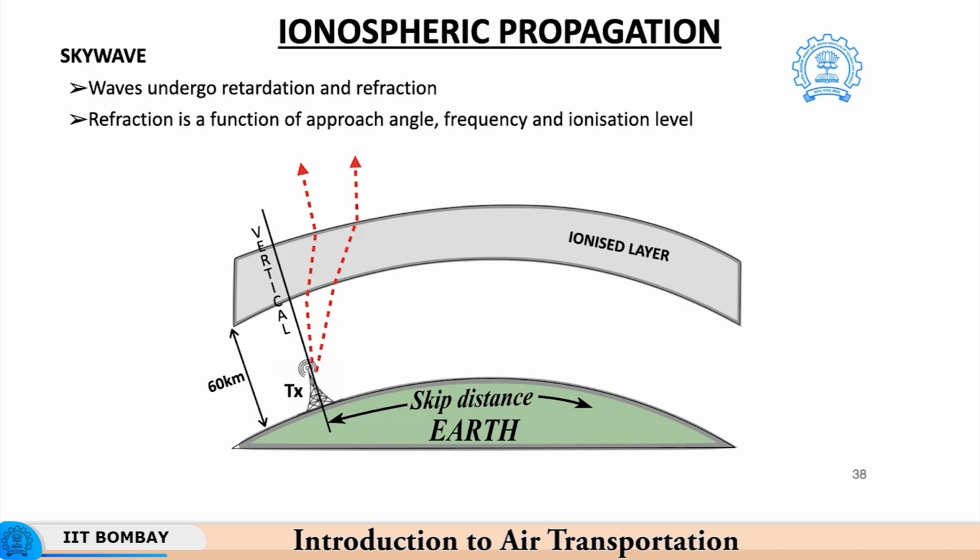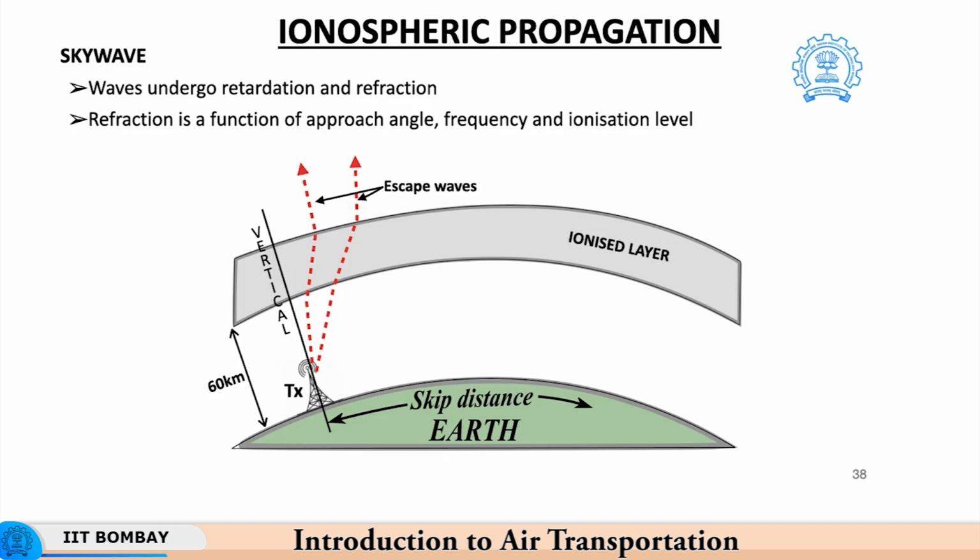The overall refraction is a function of approach angle, frequency and the ionization level. When we talk about the ionization level, it means that if the waves propagate through the ionization layer in the day, the overall refraction would be higher, whereas in night conditions the refraction would be lower. Ultimately, the number of waves reaching the ground will also be determined by the ionization level.